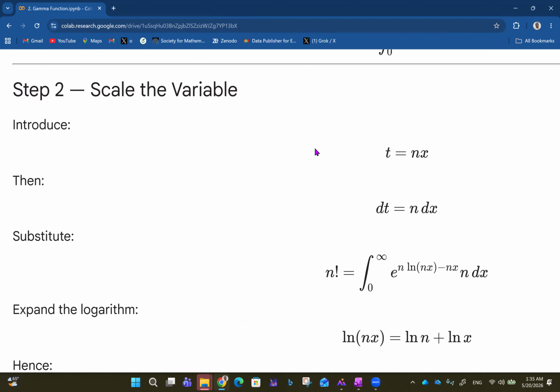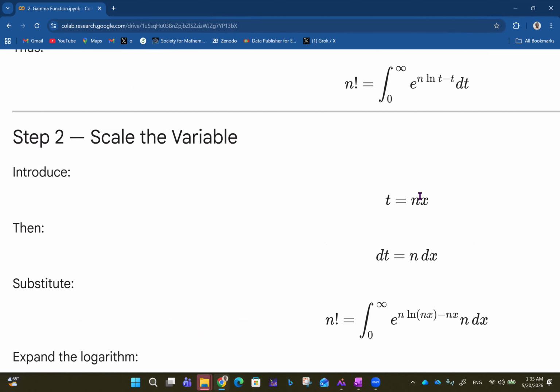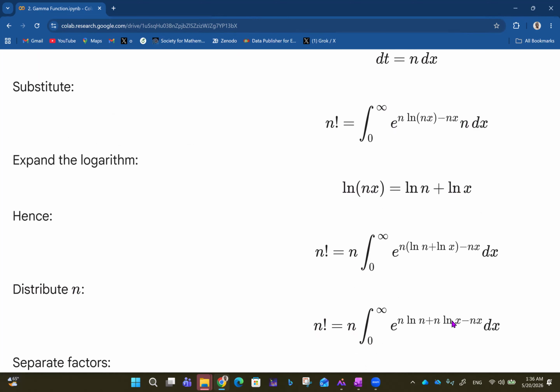To scale the variable, we introduce t equal to nx. If t is nx, then dt/dx is n, so dt is n dx. Anyway, you see dt, you put n dx. So we can then substitute. We know that n factorial now is equal to the integral from 0 to infinity of e raised to the power n ln nx minus nx, times n dx, because now t is nx. We just substitute that.